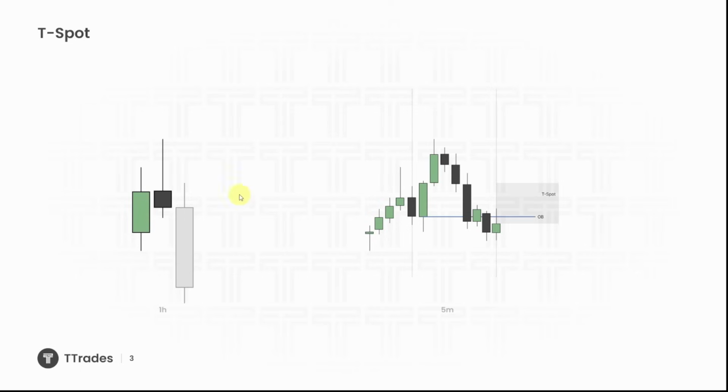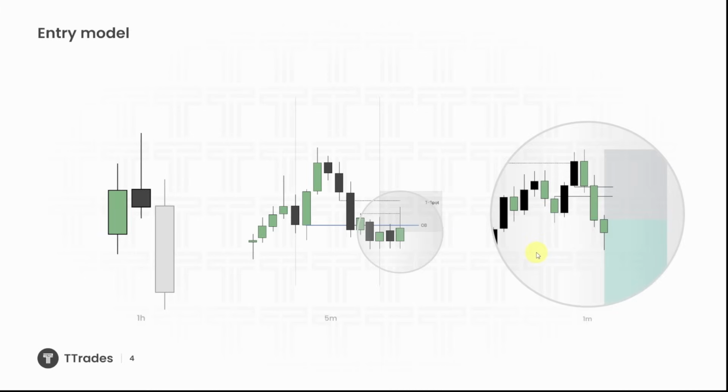The T-spot is the area in which I expect this higher time frame wick to form, and so I will look for lower time frame entries in there. So looking for a PD array or a point of interest within this T-spot, here we have a fair value gap. Once we reach into that area, I'll drop down to the 1-minute time frame.